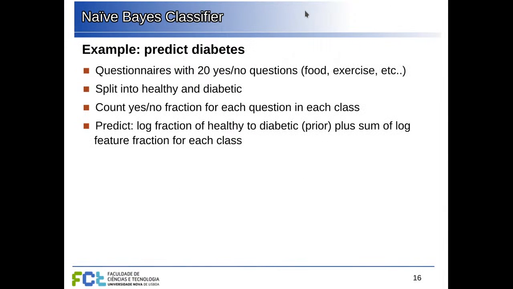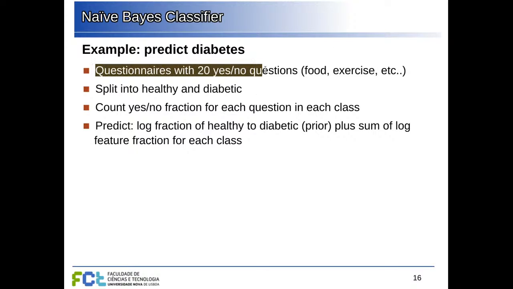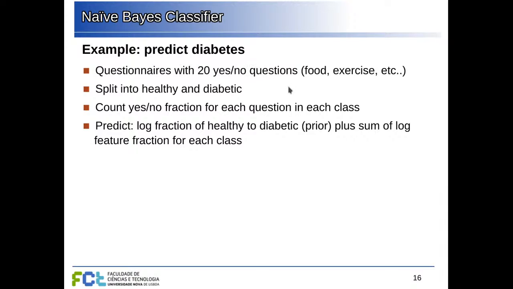So let's consider this example again, predicting if a person has diabetes. We have these questionnaires with 20 yes/no questions. We start by splitting the training set into the group of people that are healthy and the group that are diabetic. These are the two classes we are considering. Inside each class, we count the fraction of yes and no answers. So if we have, for example, 50 people in the healthy class, it's easy to compute the fraction of yes or no answers for each question. We don't need much data for that. We can do the same for the people that have diabetes.